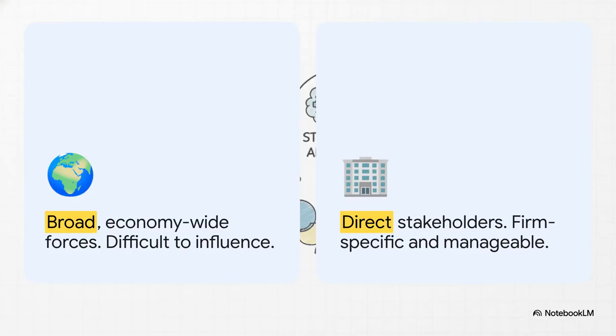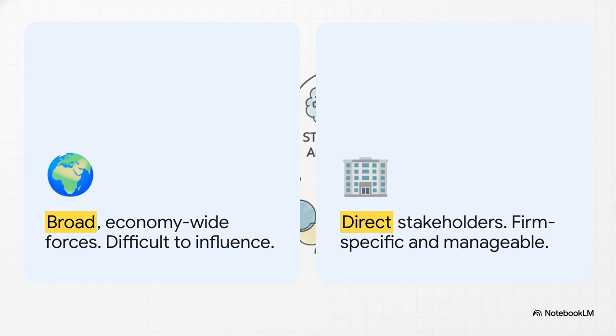Now, this is the absolute first crucial concept you need to internalize, especially if you're sitting for the CSCA exam anytime soon. Every single organization operates within two distinct layers of external forces, and distinguishing between them is heavily tested. On one side, you've got the macro environment. These are broad, economy-wide forces that are notoriously difficult to influence. They basically affect all organizations. On the other side, we have the microenvironment. These are your direct, firm-specific stakeholders, and crucially, they are partially manageable.